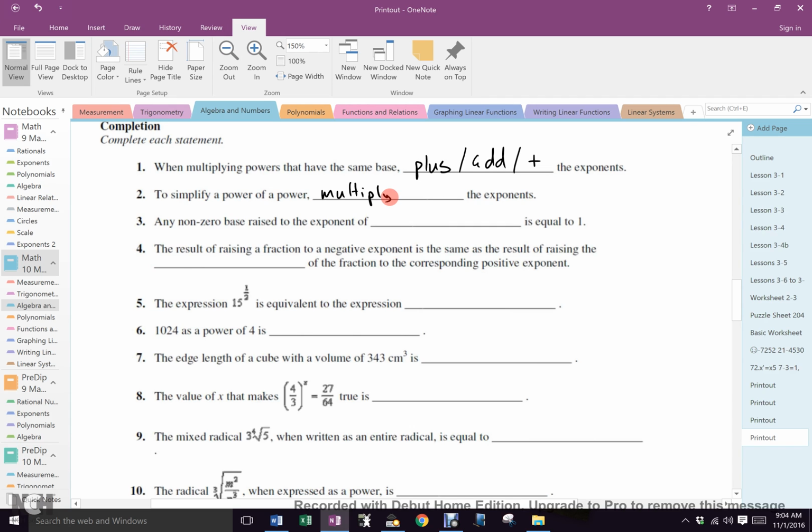Any non-zero base raised to the exponent of 0 is 1. The result of raising a fraction to a negative exponent is the same as the result of raising the reciprocal.